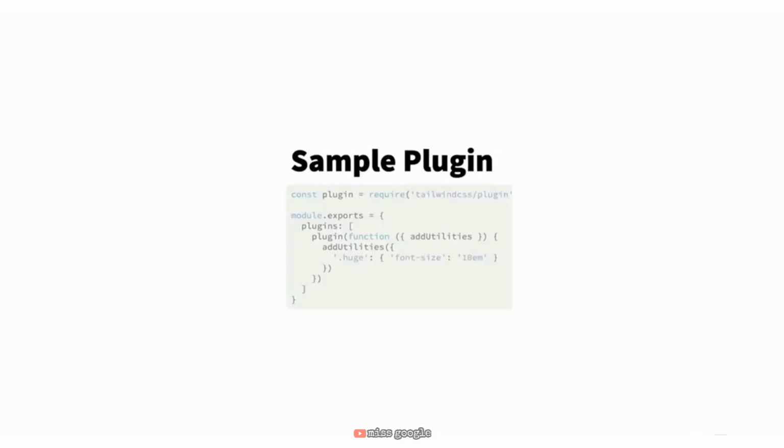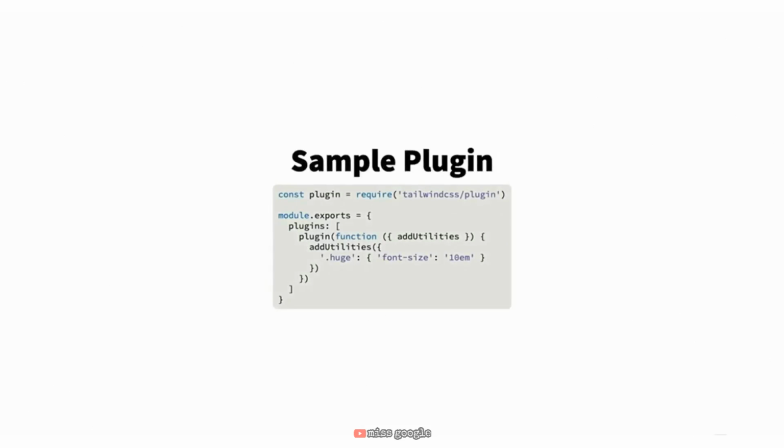Here's what a basic plugin looks like. It receives a single object that can be destructured into individual variables. Notice that to use it, we have to require the plugin, which means that we have to install it. So for example, you can use the addUtilities parameter to register new utility classes. Now, what I'm doing here is creating a new class called huge.